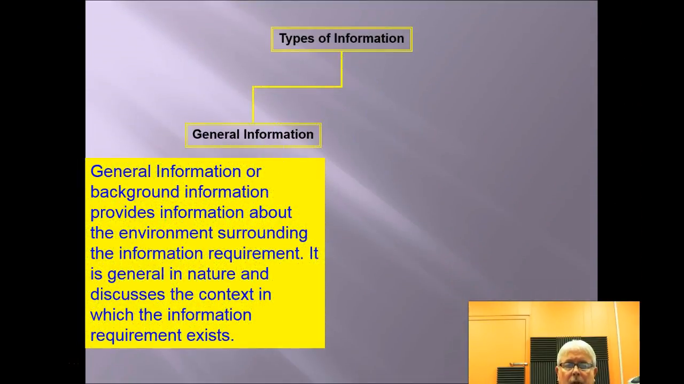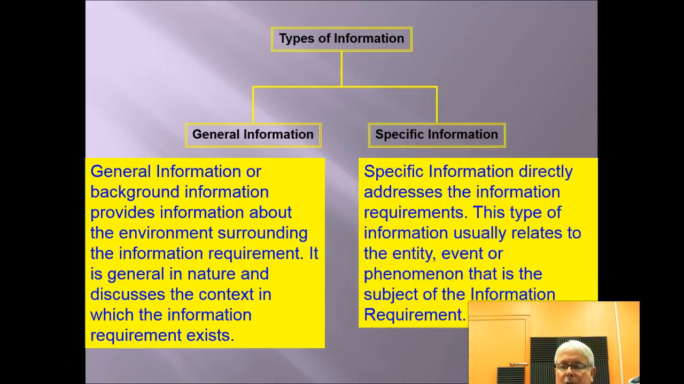Types of information. Background information, or general information, provides information about the environment surrounding the information required. It is general in nature and discusses the context in which the information requirement exists. That's general. There's also specific information that directly addresses the information requirements. This type of information usually relates to the entity, event, or phenomenon that is the subject of the information required.